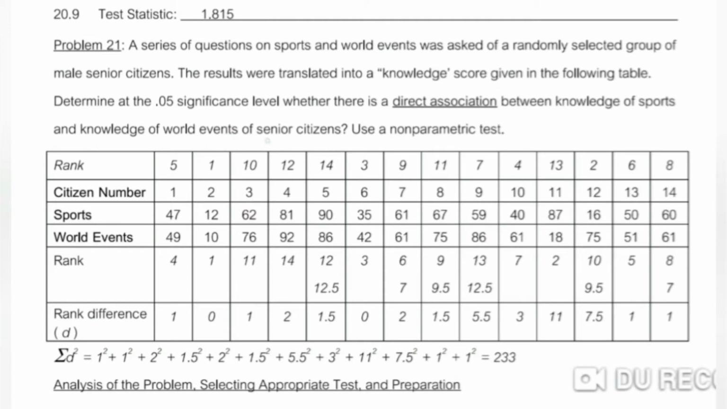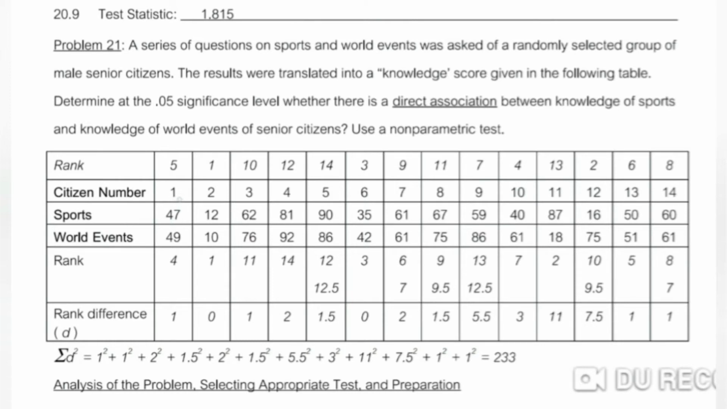Two variables. Of senior citizens, cases are senior citizens, subjects are senior citizens. In this study, one case is one senior citizen. For each case, they recorded world event score and sports score. Use a non-parametric test. Okay. Actually, the given table has only two rows, sports row and world event score. They are scores. Citizen number 1. Citizen row is only for matching, not for data analysis.